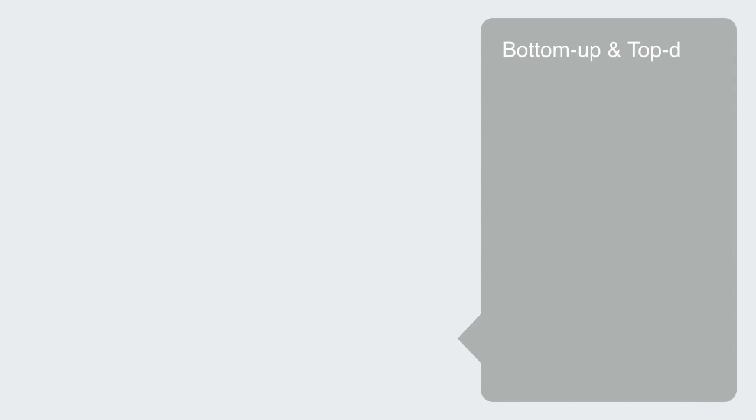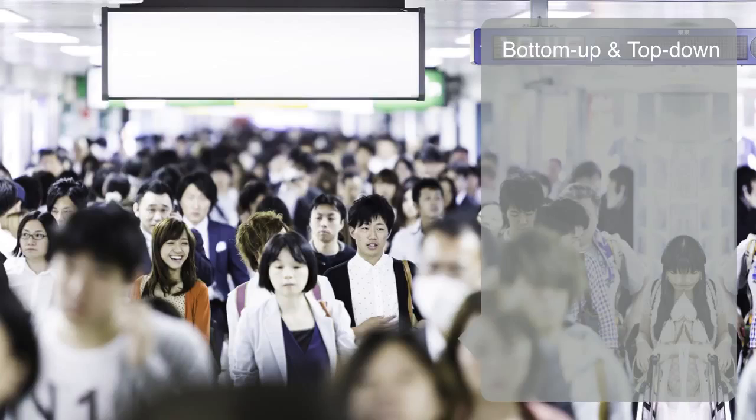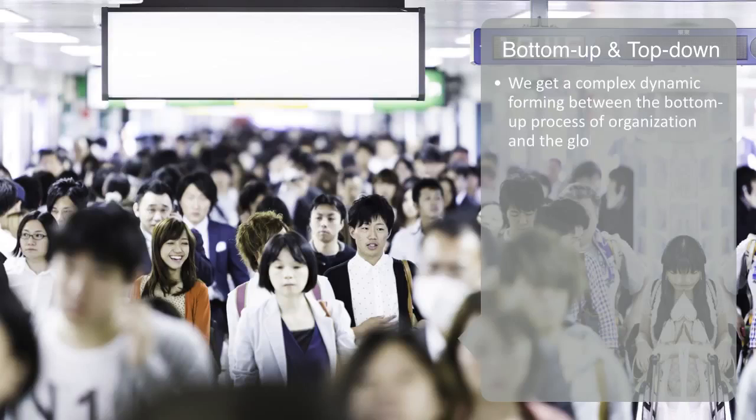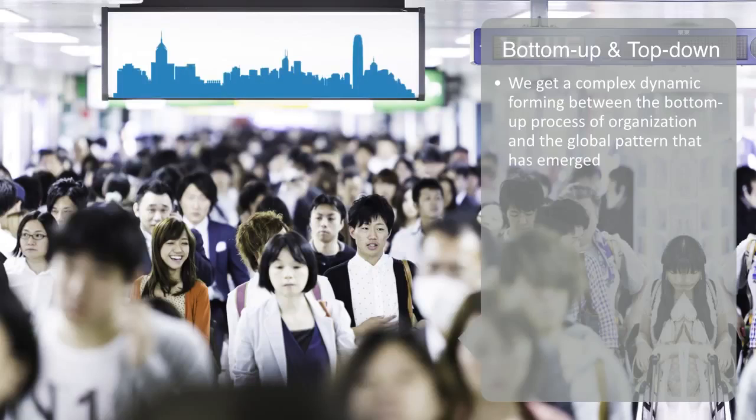With this process of emergence and the creation of a multi-tier system, we get a complex dynamic forming between the bottom-up process of organization and the global pattern that has emerged, as it feeds back to enable and constrain the components on the local level. Being part of a city and that macro-scale pattern of organization both enables us to do more, as we are enabled by a vast technology infrastructure giving us access to a wide array of services, but it also constrains us as there are global standards and rules that have to be followed in order to coordinate the system on the macro scale.